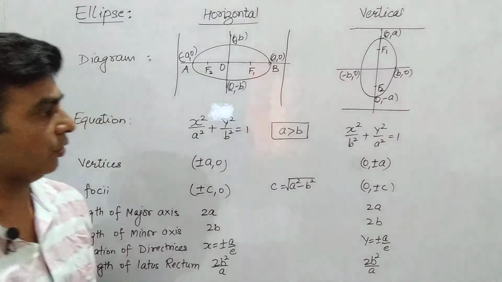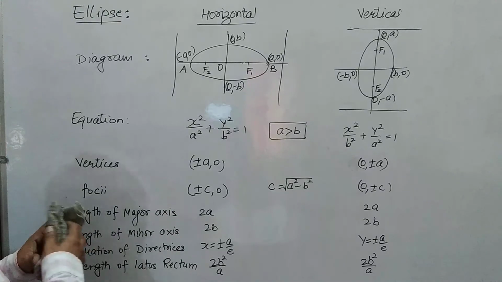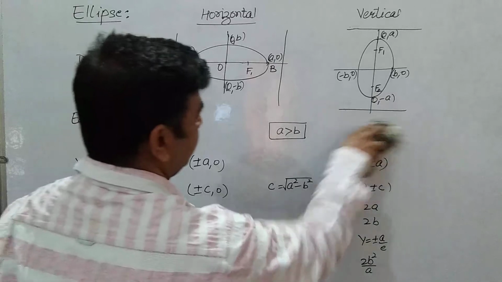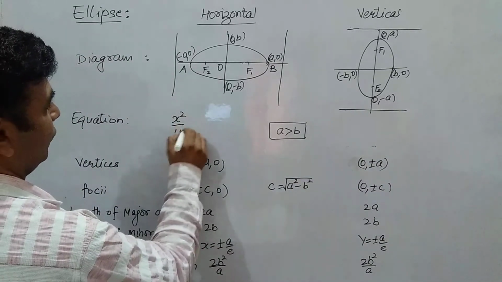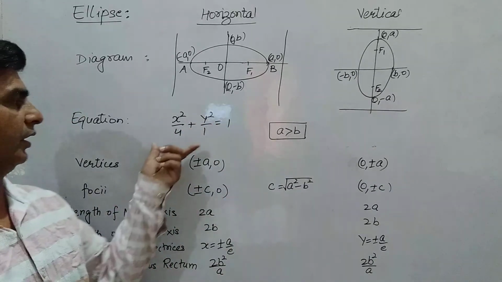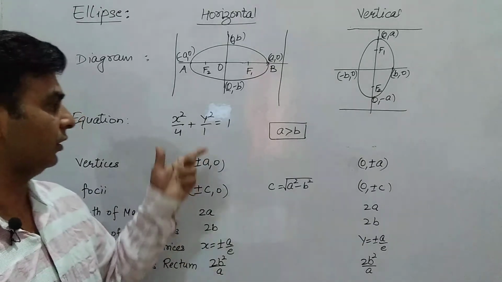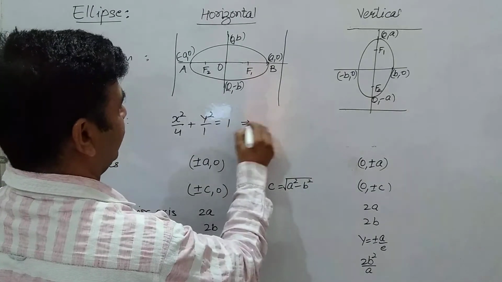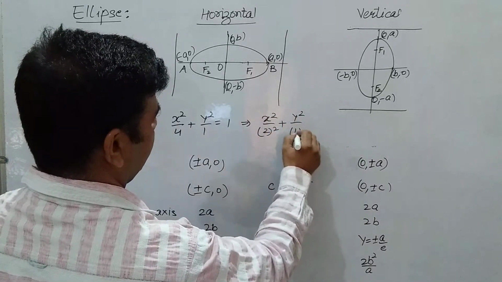If in any case you are given with the equation of ellipse like this, let me take this example. The equation of ellipse is given by x square by 4 plus y square by 1 is equal to 1. Then if you want to find the foci, vertices, length of latus rectum, length of major axis, length of minor axis, then how can you do? Let me write down first of all in a standard form like x square by 2 square plus y square by 1 square is equal to 1.